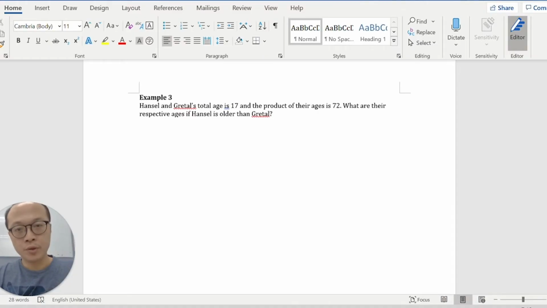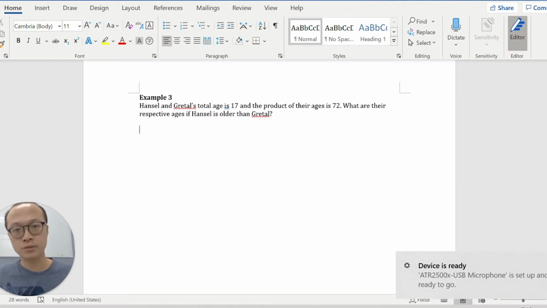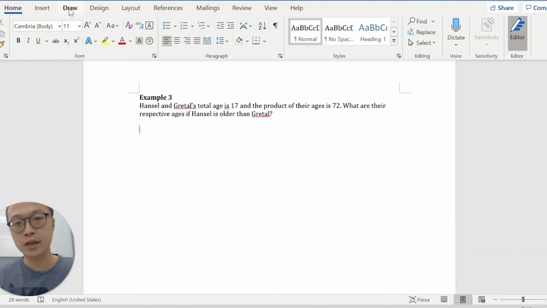And in this example, we are going to go through a practical application of simultaneous equations. So let's begin. Hansel and Gretel's total age is 17. Now the product of the ages is 72. So what are their respective ages if Hansel is older than Gretel?